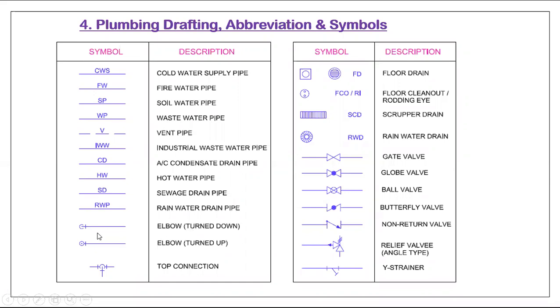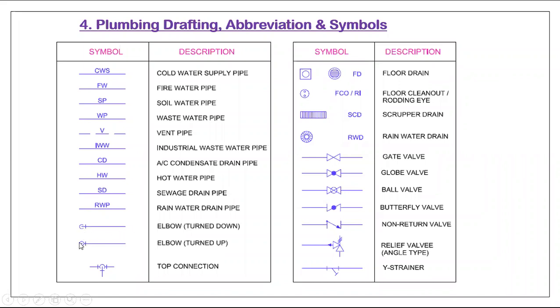Elbow we have to show like that. For the sleeve coupling we use this symbol, which shows a vertical line. If you are not using a sleeve coupling and you are going to weld directly, you remove this line and only the plain round will come. For welding, we have to put a dot.